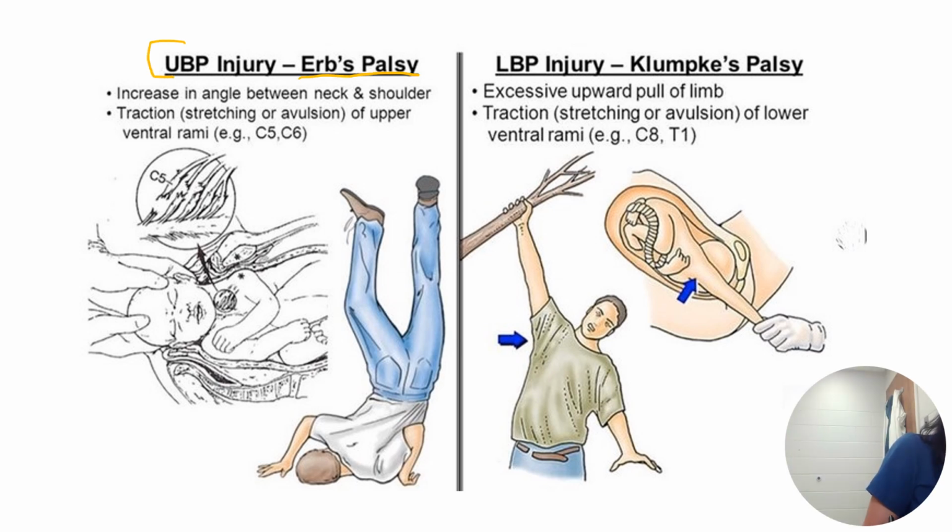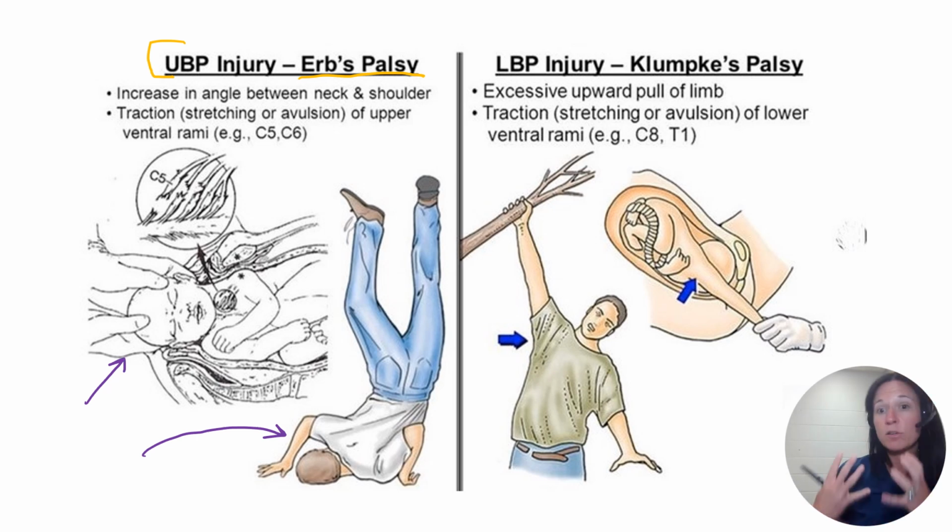Okay, so Erb palsy can result from an increased angle between the shoulder and the neck. So if an individual is thrown from a motorcycle or a horse and lands on their shoulder, creating this separation between the shoulder and the neck, it can affect the superior trunk or the C5, C6 ventral rami, the roots. Another possibility is increased stretching between the shoulder and the neck during delivery. So we can see tearing of C5, C6 ventral rami.